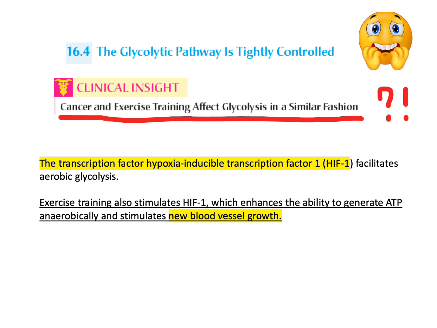Cancer and exercise training affect glycolysis in a similar fashion. The transcription factor hypoxia-inducible transcription factor 1, HIF1, facilitates aerobic glycolysis. Exercise training also stimulates HIF1, which enhances the ability to generate ATP anaerobically and stimulates new blood vessel growth.